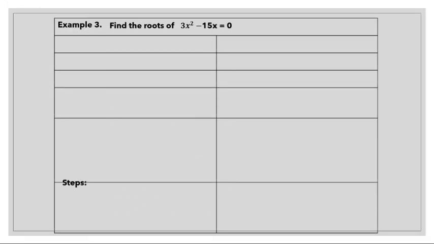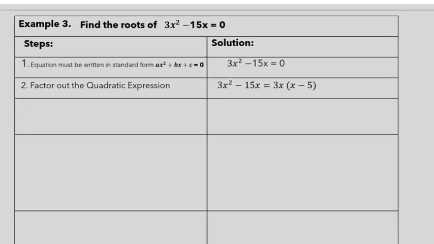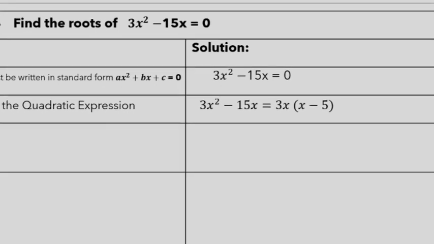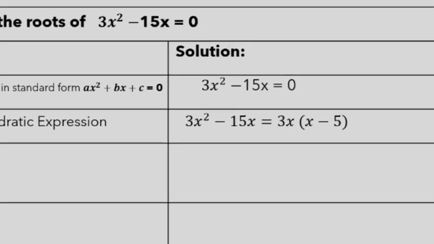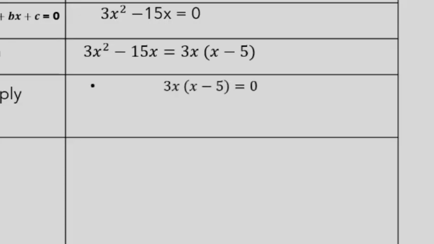Example number 3. Find the roots of 3x squared minus 15x equals 0. Step 1. Write the equation in standard form. Step 2. Factor out the quadratic expression 3x squared minus 15x. The factors are 3x and x minus 5. Step 3. Equate each factor to 0. Apply the zero product property. 3x is equal to 0 and x minus 5 equals 0.